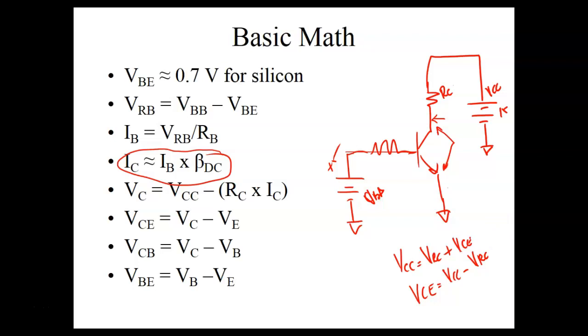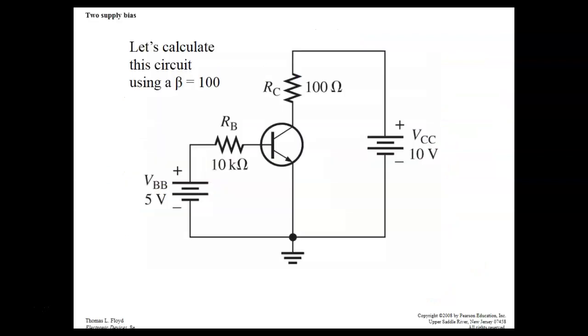VC would be equal to VCC minus RC times IC. So what we're doing is calculating the voltage drop. Voltage collector to emitter would be VC minus VE. Voltage collector to base would be VC minus VB. And then voltage base to emitter would be VB minus VE. So let's calculate this. Where would I start? Tell me where I would start.